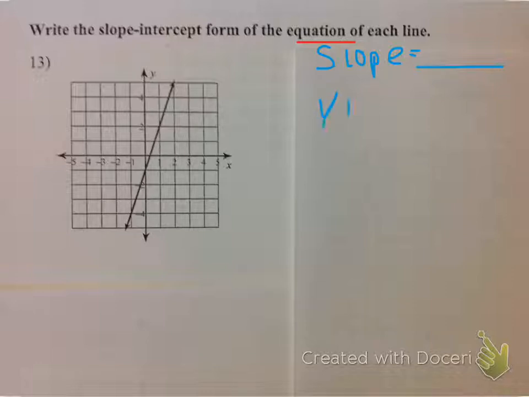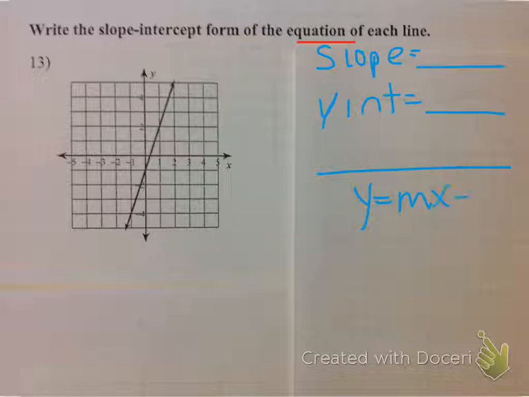We need the y-intercept. And here's where I'm going to write my equation, and I'm going to keep in mind that that's what it's going to look like. Okay, so for slope, I'm going to be using rise over run.